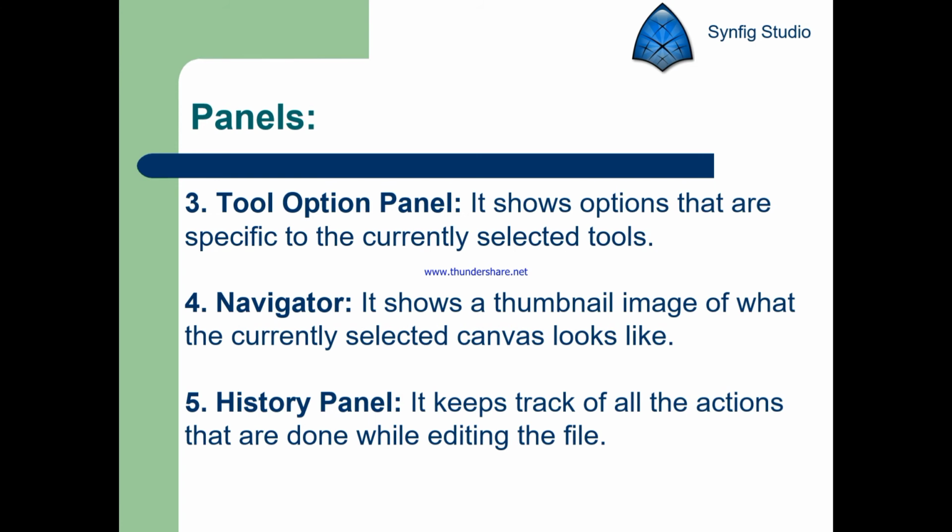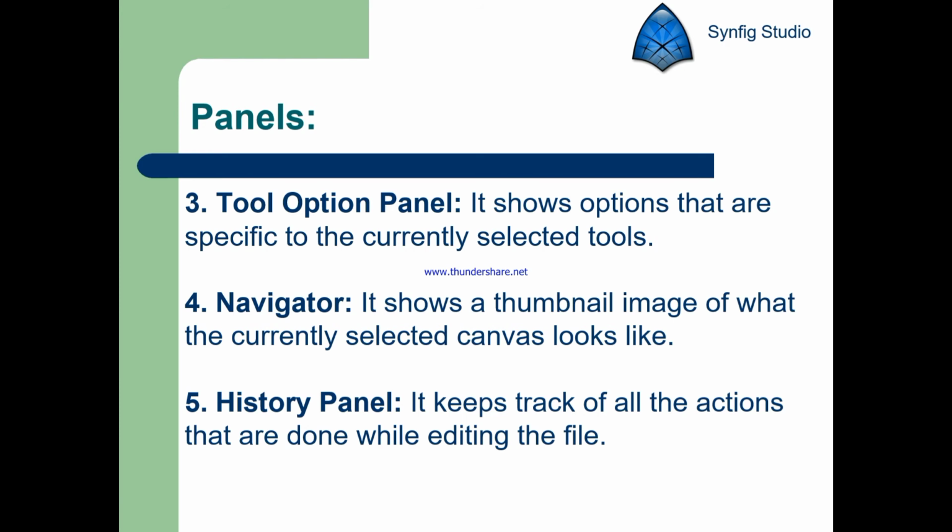Then we have the navigator. The navigator shows your object or your animation as a thumbnail image. Means a smaller part shown in a preview manner. So that will be seen in the navigator. It shows a thumbnail image of what the currently selected canvas looks like.